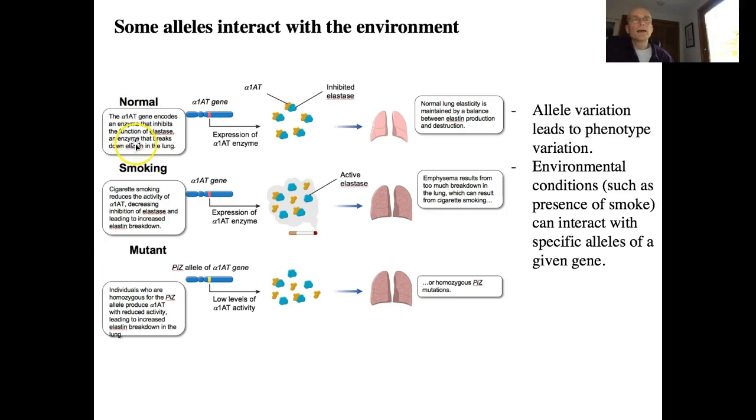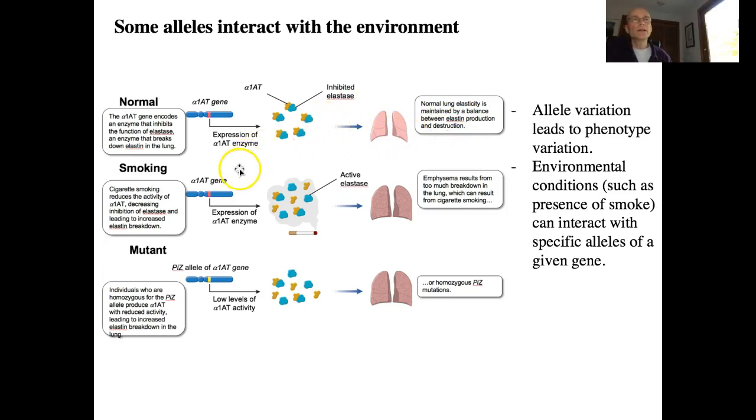Here we have an allele in this particular gene that's called the alpha-1AT gene. So this particular gene, this is the chromosome. Here's the little red bar that tells you where on the chromosome that gene is located. It produces this enzyme, and that enzyme inhibits elastase. And elastase has something to do with the elasticity in the lung of a person, of a human.